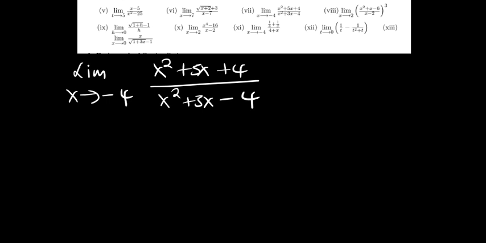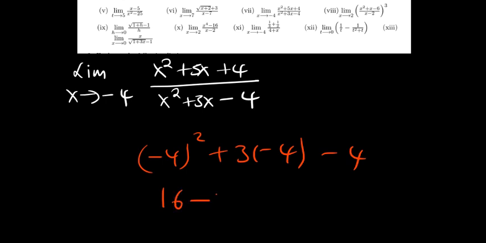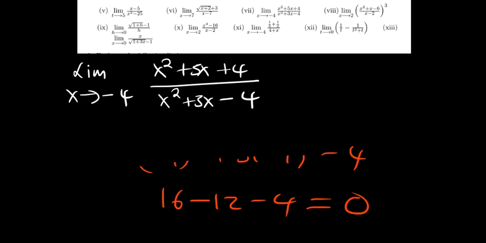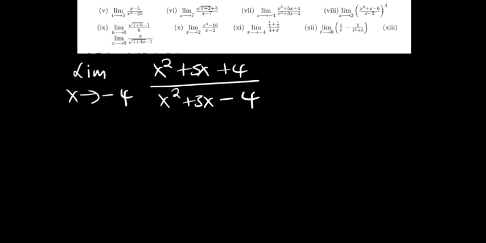So obviously, to make things easier, we are just going to factorize in advance even before trying out anything. So it's possible we may get a 0. Let's try the denominator. The denominator is going to be negative 4 squared plus 3 times negative 4 minus 4. So this is going to be a 16, that's going to be a minus 12 minus 4. So this is actually a 0. So we can't just substitute directly. So let's try to factorize what we have.